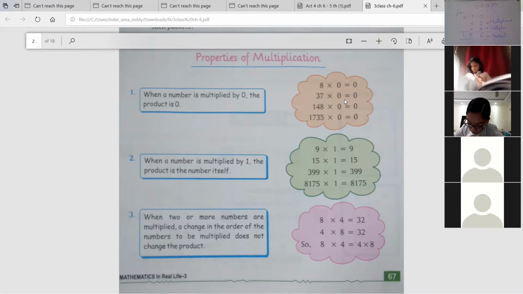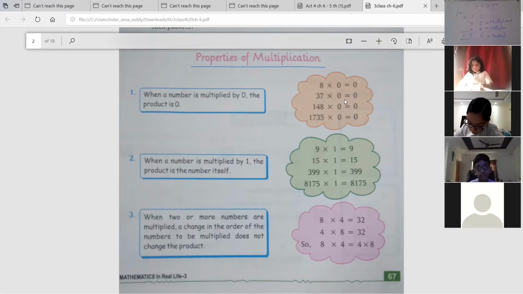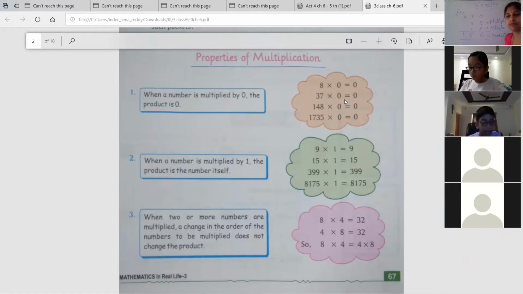Ma'am, we should write this in the notes, properties of multiplication from the textbook? Yes, you need to write it in classwork on a fresh page. After multiplicand, multiplier, product notes, you have to keep properties of multiplication on the next page and write it. Thank you, ma'am. Okay, ma'am.